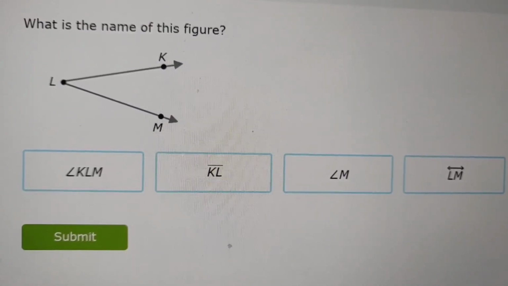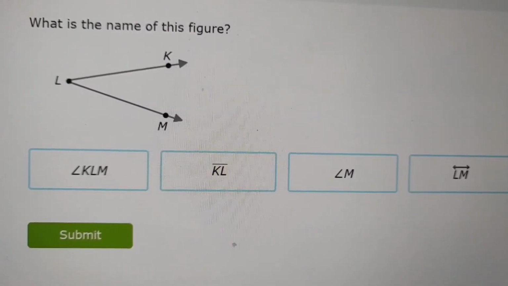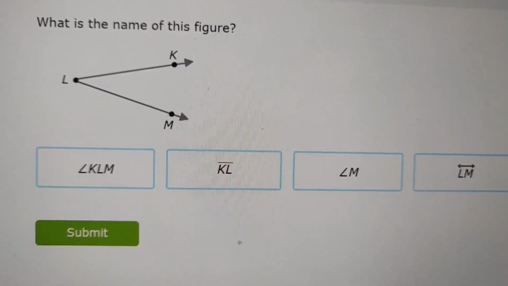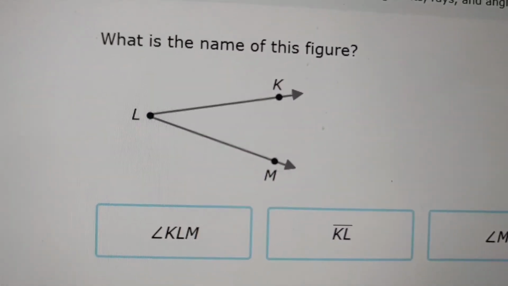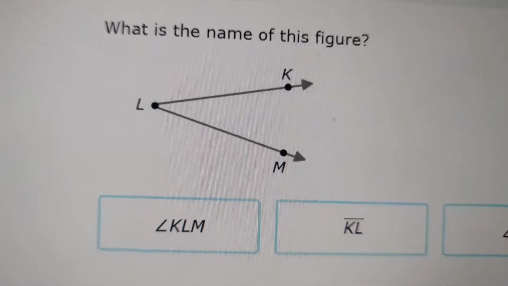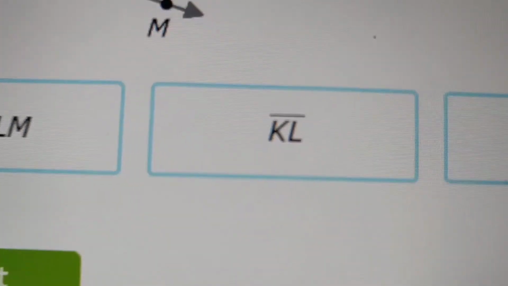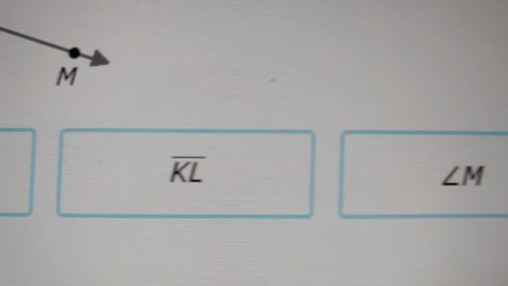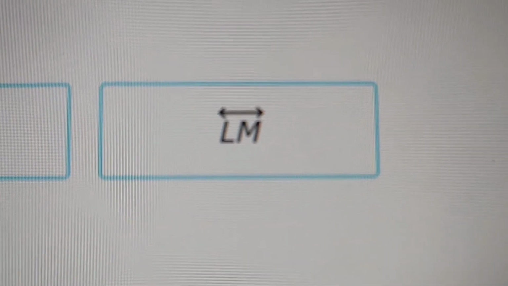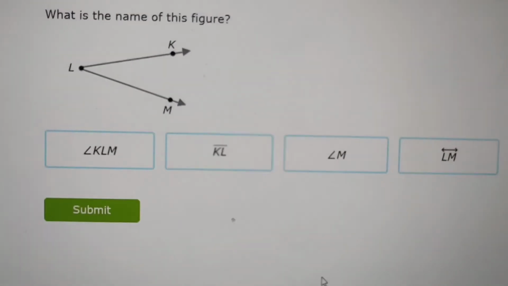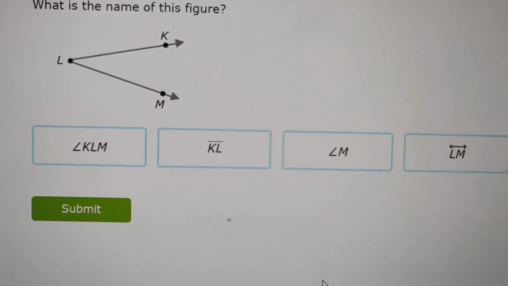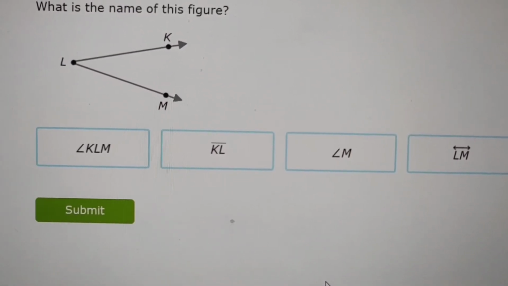Now let's look at this problem. It says, what is the name of the figure? And we have the figure here, this choice, this choice, this choice, or this choice. Go ahead, pause the video. Let me try to get it back in focus. Pause the video and make your choice and then come back.